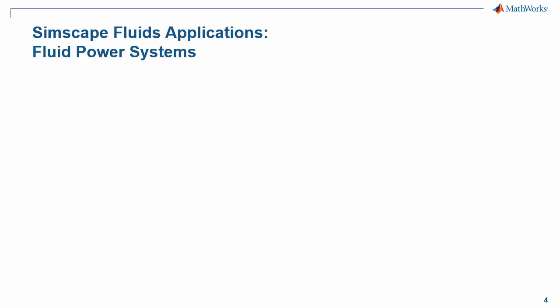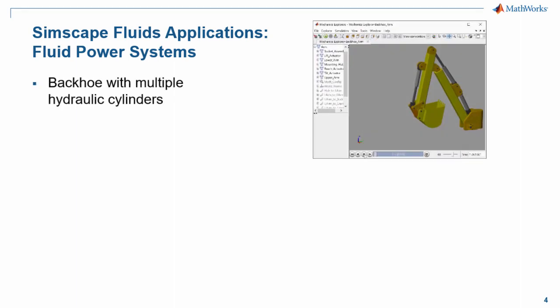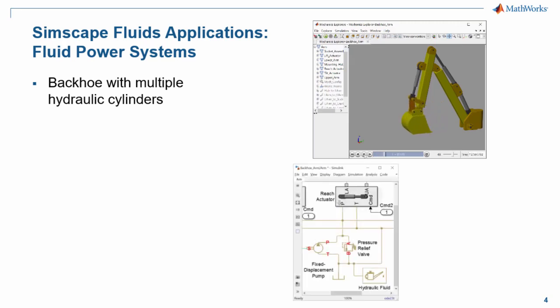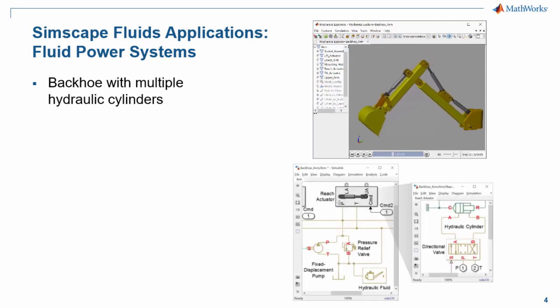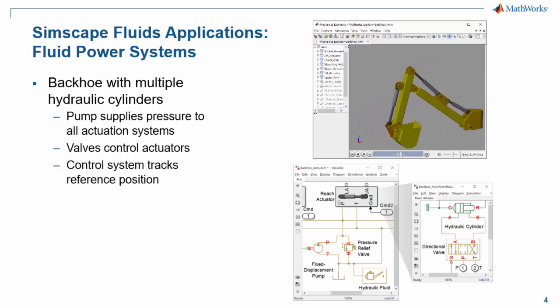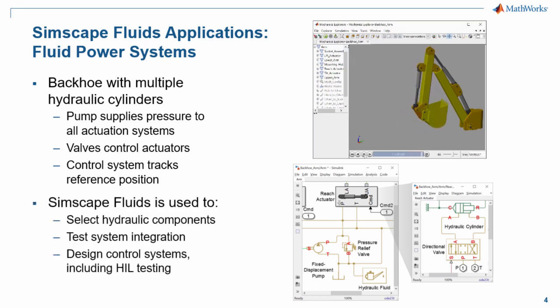Simscape Fluids is used in a number of industries to model fluid power systems. An example of an application is a backhoe with multiple hydraulic cylinders. Modeled in Simscape Fluids, the hydraulic network will consist of many components, including a pump that supplies pressures to all of the actuation systems, valves controlling those actuators, and a control system that tracks the reference position. Simscape Fluids is used to select the hydraulic components, for example to size the actuator that will be used, to test system integration, seeing what happens when we combine the hydraulic system with a three-dimensional mechanical system, and to design the control system for this backhoe, including hardware-in-the-loop testing.